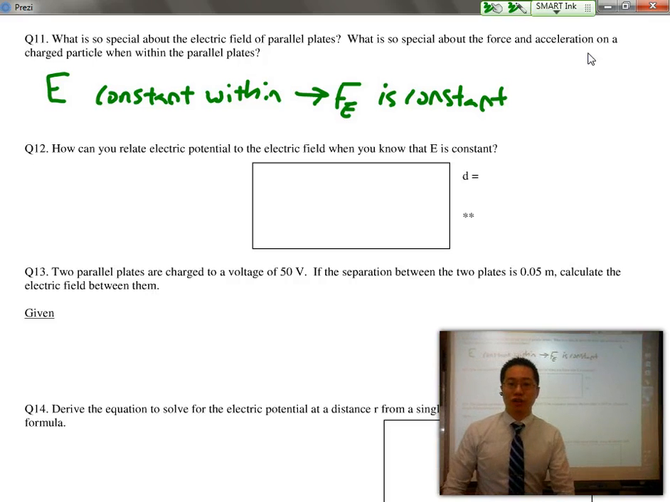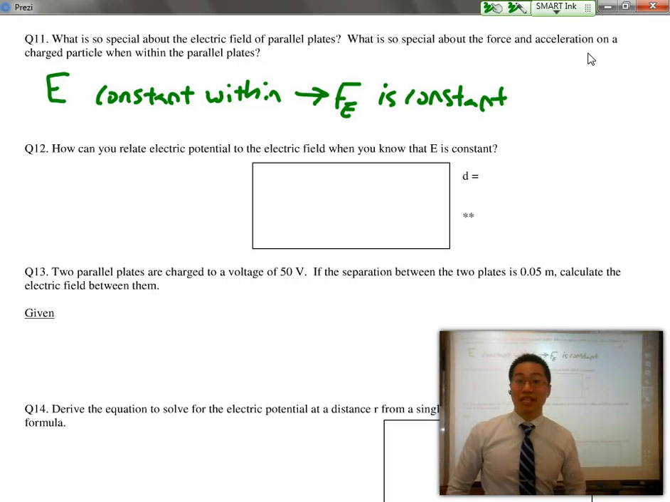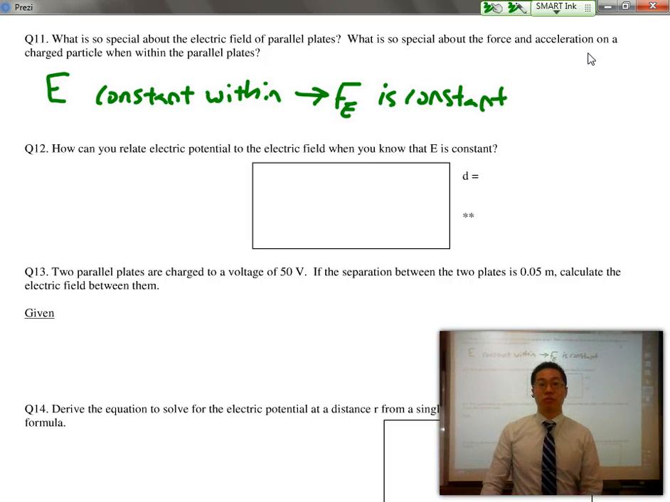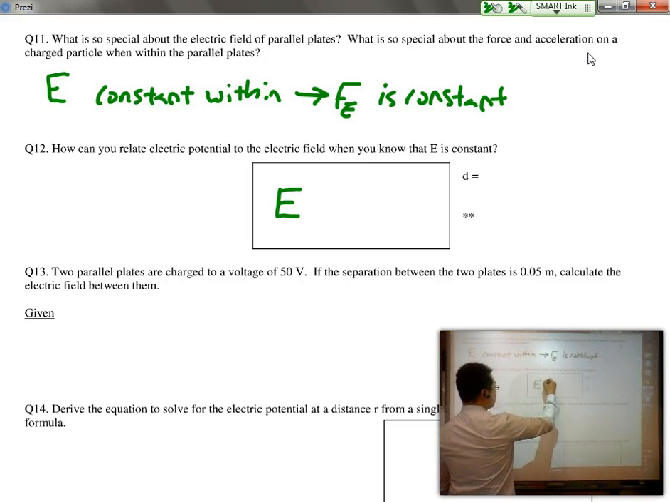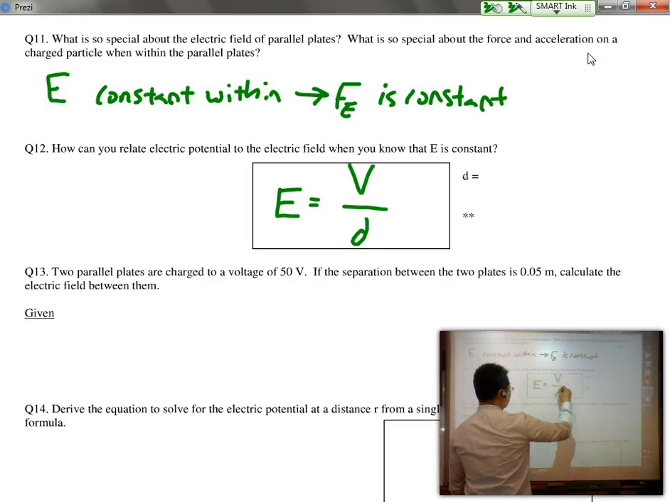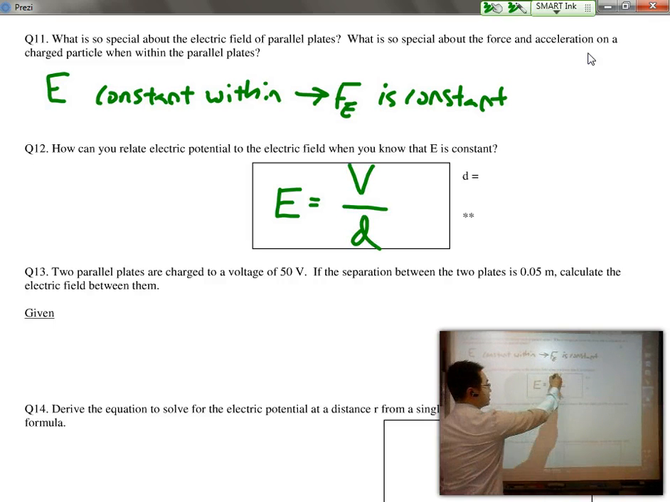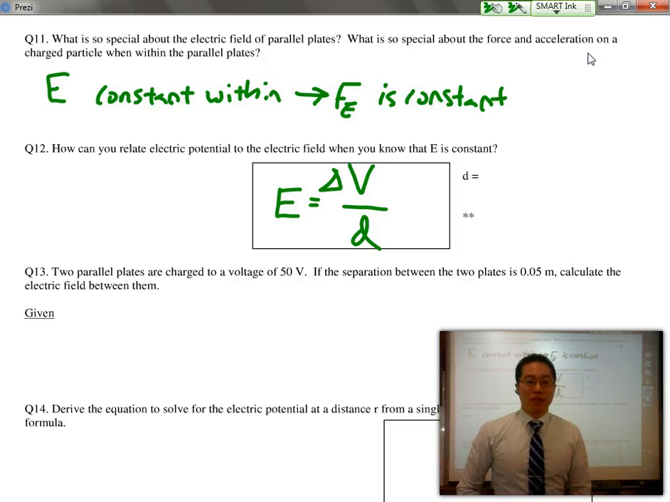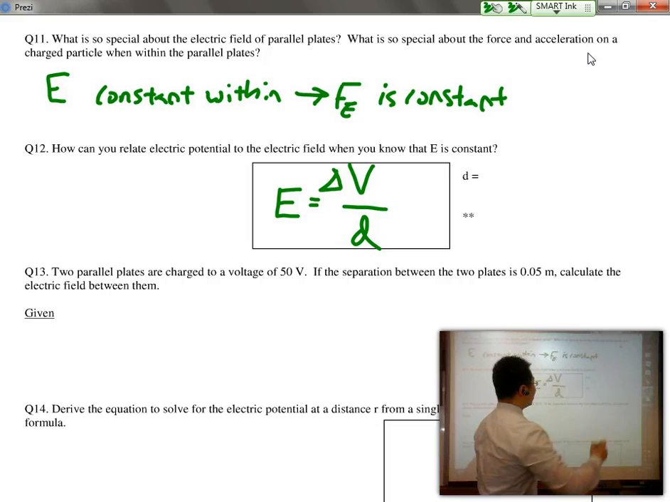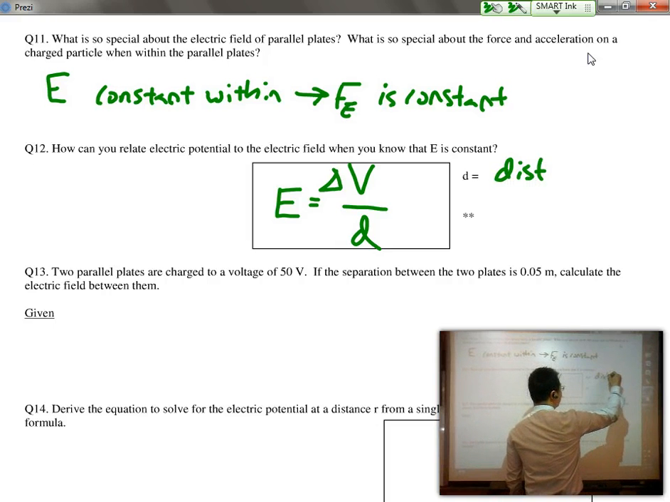But ultimately, what determines the strength of the electric field inside a plate? The reason those plates are charged in the first place is because they're connected to some sort of voltage, some sort of battery source. So in this case over here, the formula for this would be E equals V over D. Really, it's delta V. I'll say that for now. But E, of course, is the electric field. D is the distance between the plates.